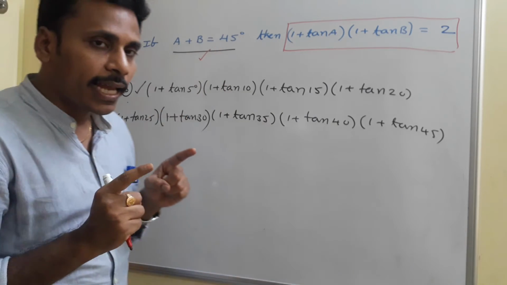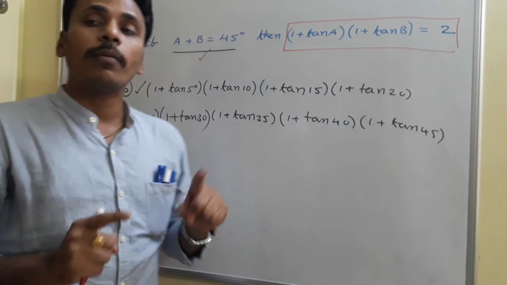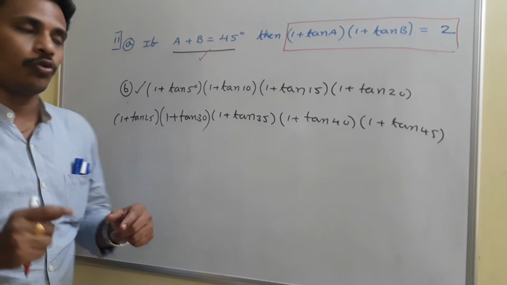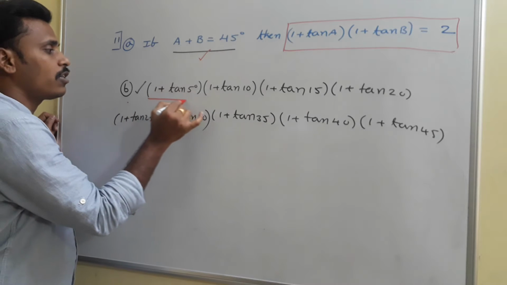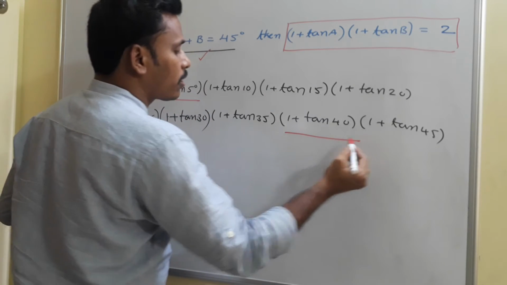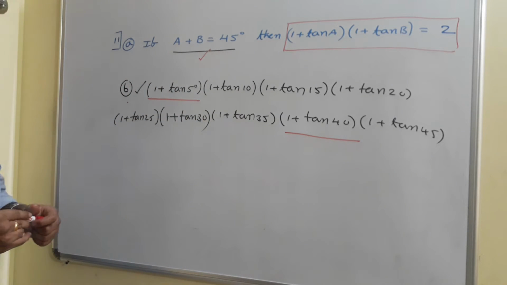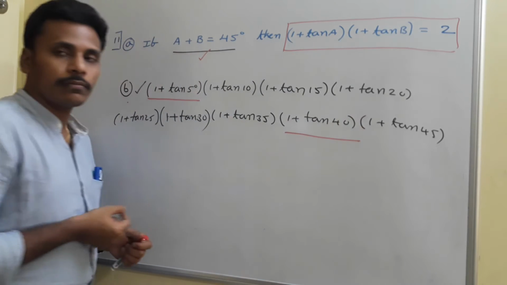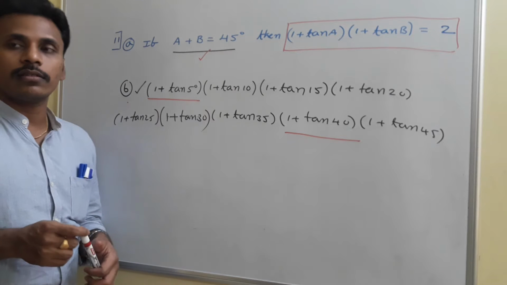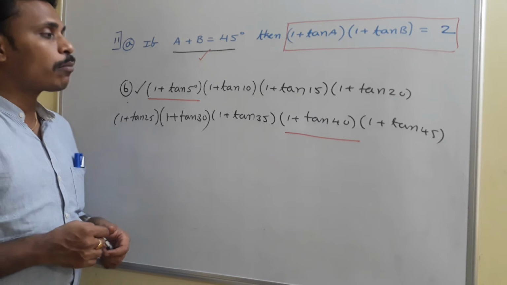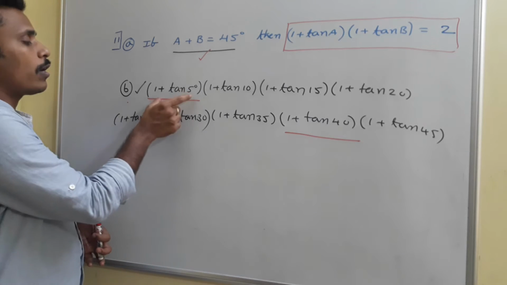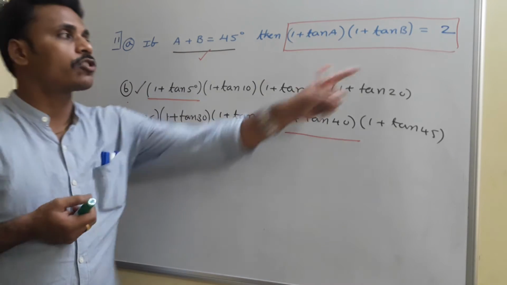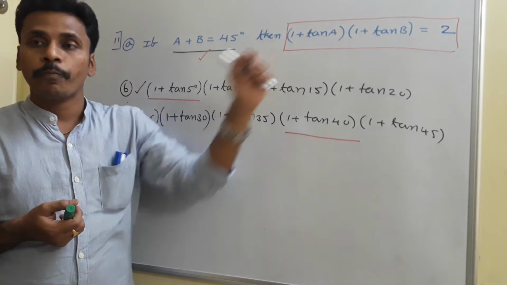If the sum of two angles is 45 degrees, then 1 plus tan of one angle into 1 plus tan of the other angle gives us 2. Okay. So now look there. This is 1 plus tan 5. This is 1 plus tan 40. Then think about the angles. Here the angle is 5. Here the angle is 40. What do you say about the sum of angles? 45. Since the sum of angles is 45, this 1 plus tan 5 into this 1 plus tan 40 will give us how much? 2, by this rule.